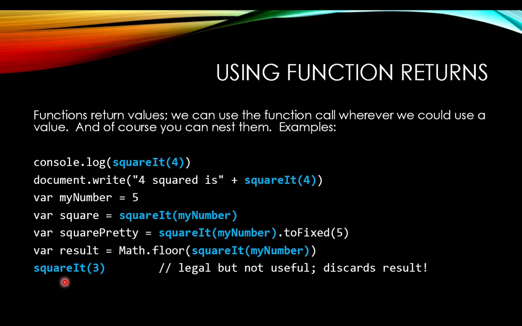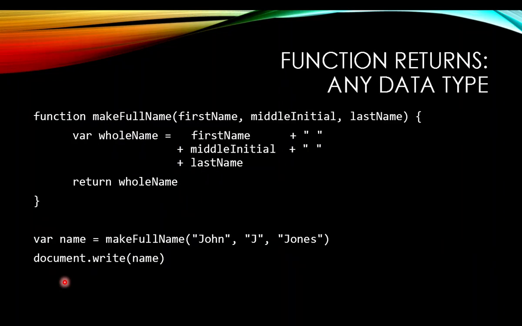Now, just so that you know, not every return has to be a number. You can make it a string if you want. So here's another example where somebody passes in the first name, middle initial, and last name, and I create a variable called whole name and assign it to the first name plus the middle initial plus a space plus the last name. So I just concatenate all these together and put pretty spaces in between, and then I return that. So if I create a variable called name and call make full name of John J. Jones, this is all going to be replaced by John space J space Jones as one big string.